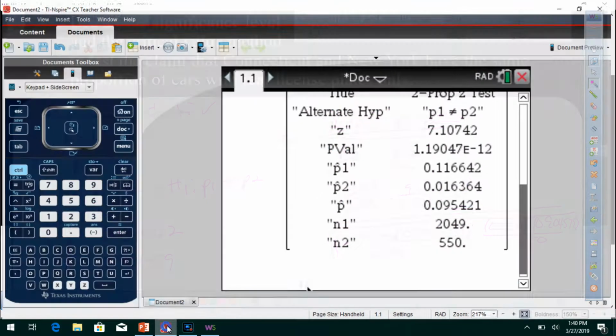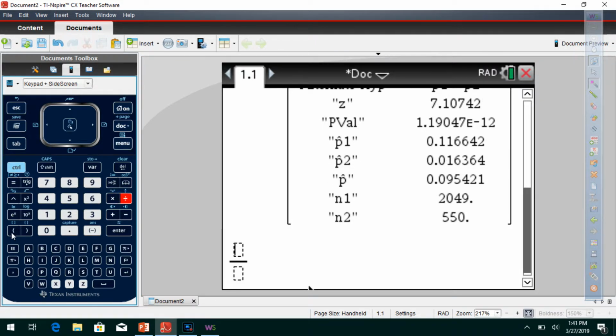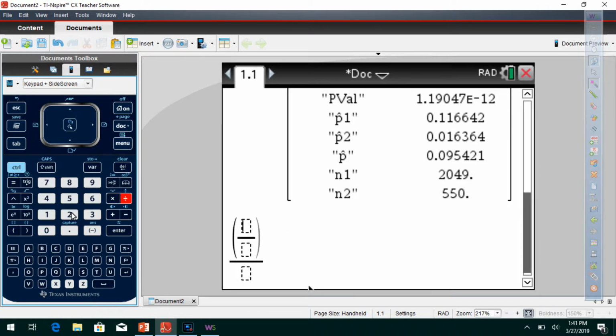Let's see if we can put that in the calculator. So we got control divide, and then we got open parentheses, 239 over 2049 minus, and then control divide, 9 over 550. And we get out of there, and we're going to subtract that from 0 because P sub 1 equals P sub 2.